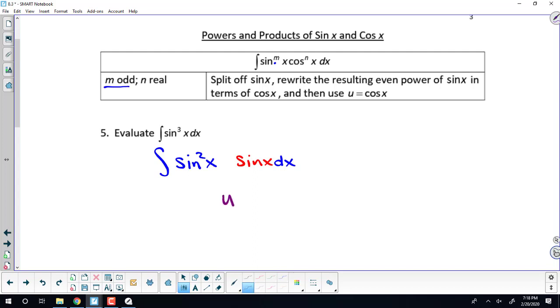So we're going to let u equal cosine. And all of them work, the ones that we see in 8.3, they all work that way. Whatever you split off is kind of like your dv, or your du, that tells you what your u should be. And then if we're trying to substitute in for cosines, well, let's do du first.